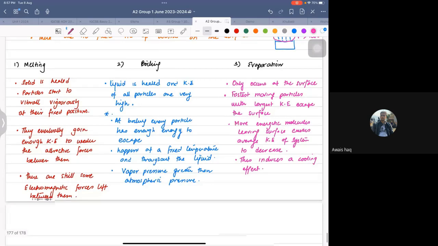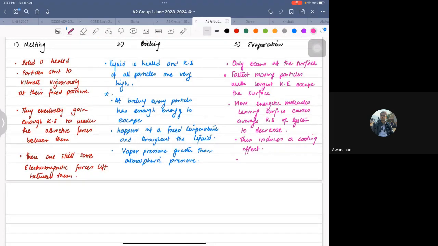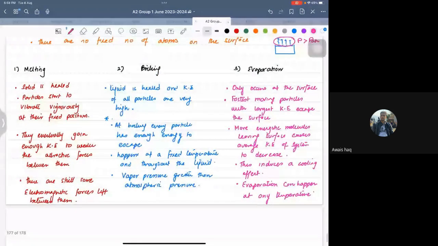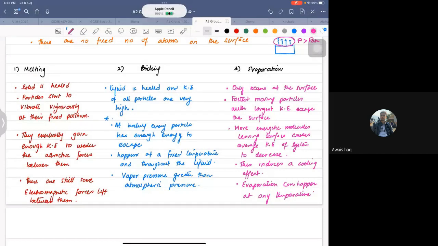And unlike boiling, which happens at a specific fixed temperature, evaporation can happen at any temperature. So that is the reason even in winters, our clothes which are supposed to dry take longer, but they do still dry out, right? Because for evaporation, you don't need a specific temperature. I hope you understand that, right? Let me know if you have a question here.